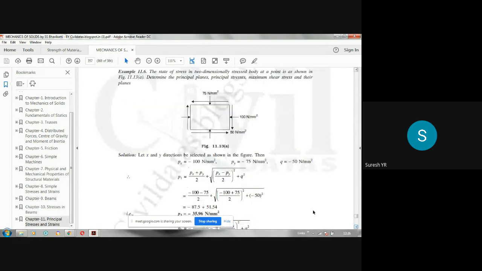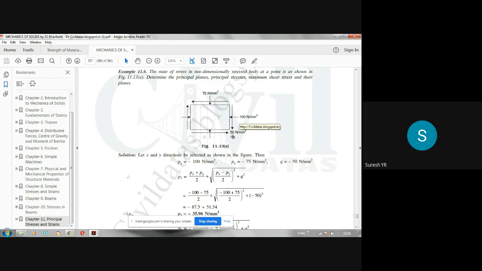One more. In this case, you have 100 Newton per mm square compression. That is your px or sigma x. So negative. You have to plot on the left side of point A. So B and C both will be to the left side of A here. 100 compression, 75 compression. Shear is 50.